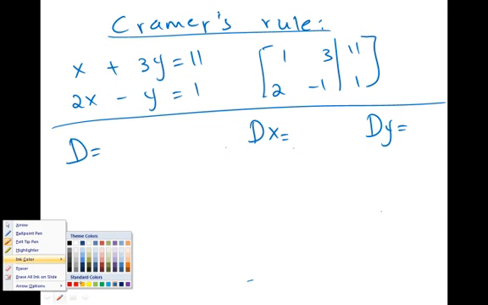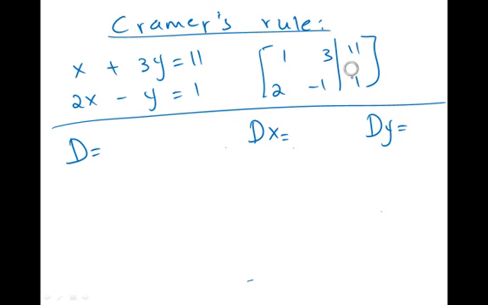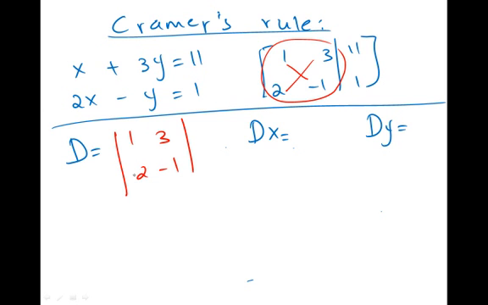Let me start with D. When I'm talking about D, I'm not going to consider the solution. I'm going just to look at this part, which is 1, 3, 2, minus 1. Find the determinant. Let me write the matrix so that things are more clear. Here 1 times negative 1 will give you negative 1 minus, you always put a minus here, 2 times 3 will give you 6, so negative 1 minus 6 will be negative 7.